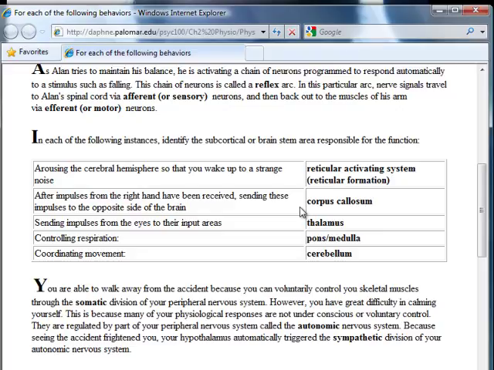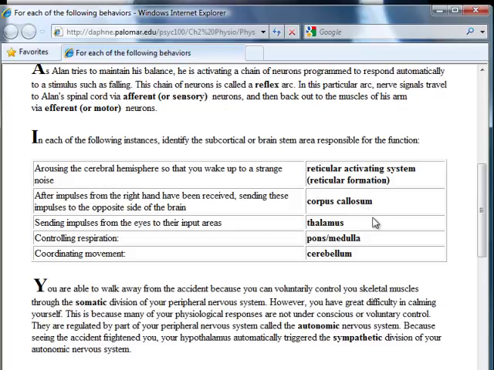After impulses from the right hand have been received, what is it that sends these impulses to the opposite side of the brain? Now, the way the brain works, we have the left and right hemisphere as we observed. Then there's a set of tissue that serves to connect. That is, it sends fibers, or you can visualize it as sending horizontal inputs to the left and to the right, so that if something registers in the right hemisphere, that information gets to the left hemisphere as well. The structure that does that connecting, kind of in the middle, is the corpus callosum.